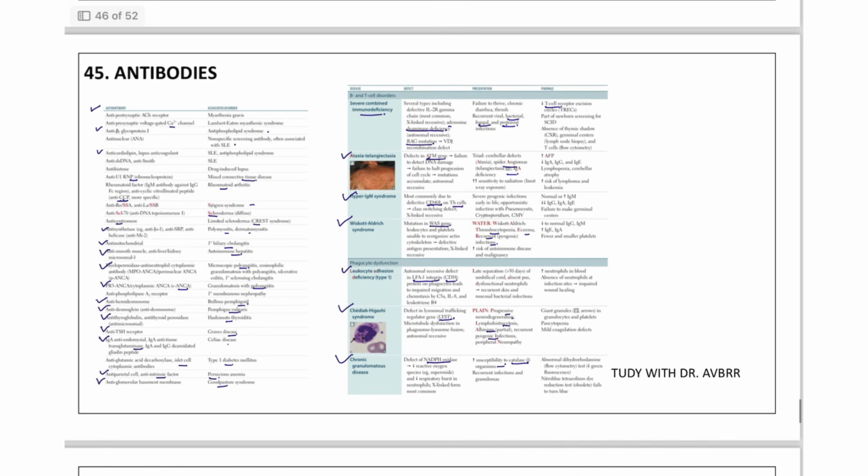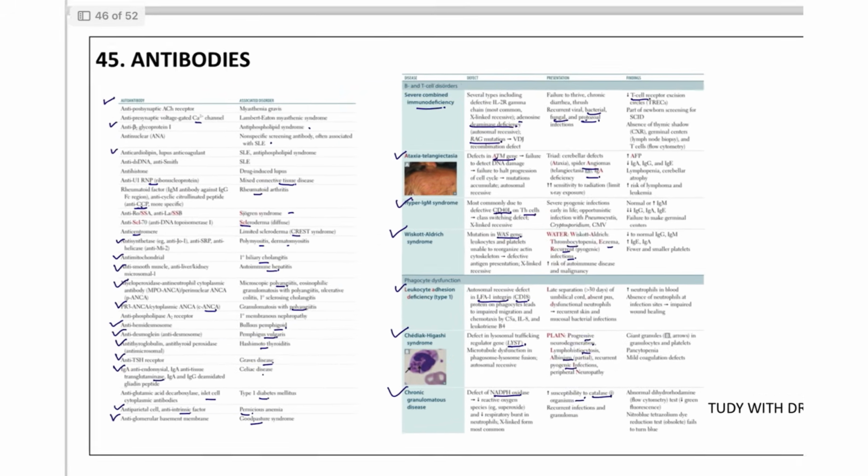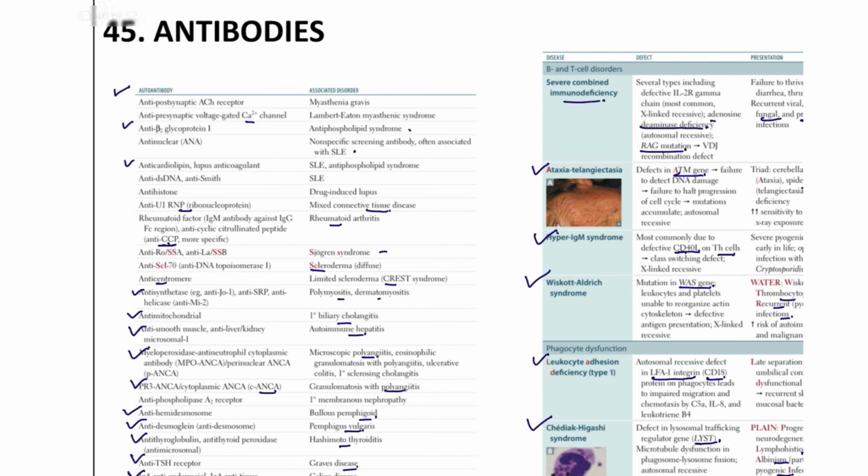So here we'll discuss the antibodies. There are different types of antibodies. For the anti-postsynaptic that we discussed, myasthenia. Presynaptic calcium is the Lambert-Eaton syndrome. And anti-nuclear antibodies is a non-specific type most commonly seen with the SLE. Anti-cardiolipin and the lupus anticoagulant, again this is for the SLE patients. Anti-dsDNA is for the SLE.